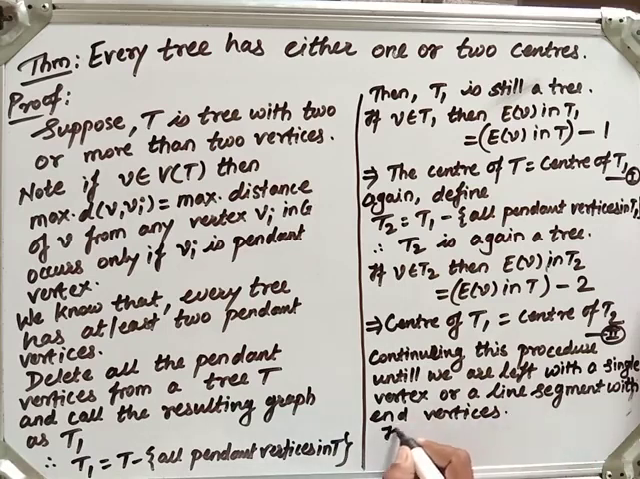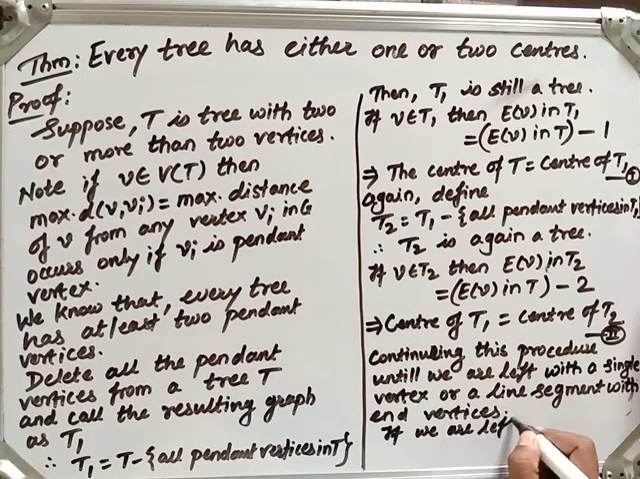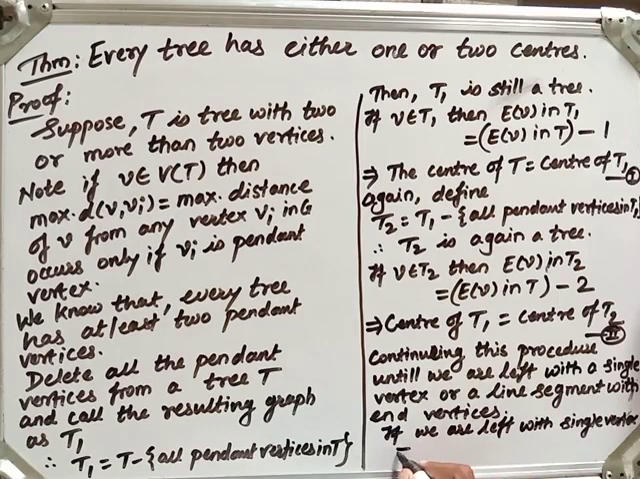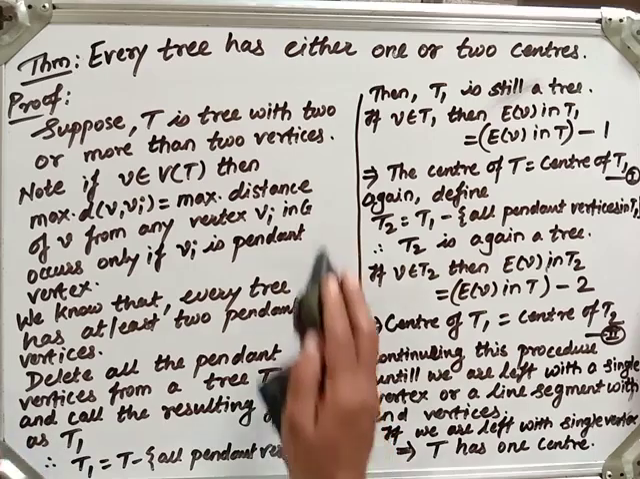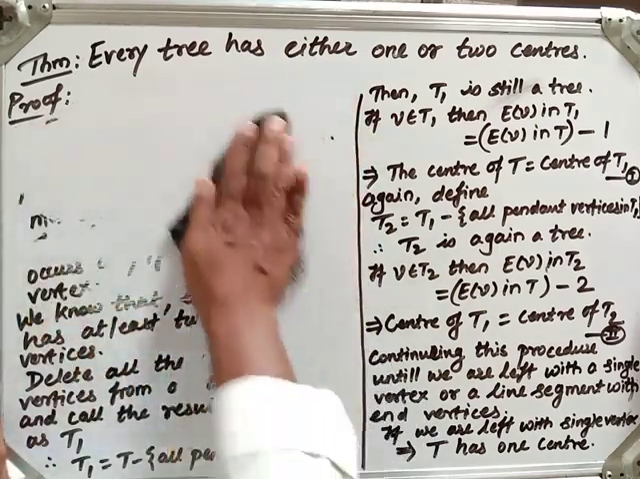Now, if we are left with a single vertex, then that single vertex is itself the center. That time T has one center. If we are left with a single vertex, then that single vertex is nothing but the center. But if we are left with a line segment with end vertices, that time T has two centers.